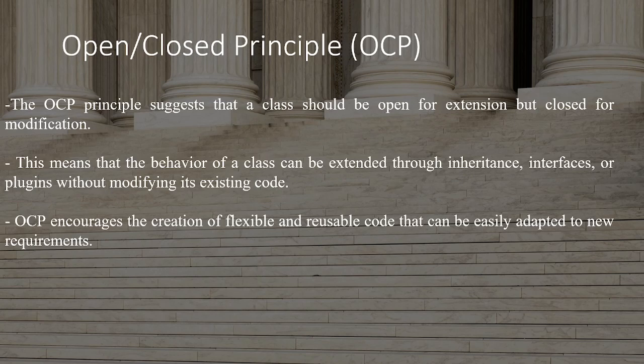Then we have OCP, that is the open closed principle. This suggests that a class should be open to extension, that is, it can be extended, but closed for modification. This means that the behavior of a class can be extended through inheritance, interfaces, or plugins, but its existing code cannot be modified. You cannot modify the existing code, but you can inherit it and use interfaces or plugins to get the concept.